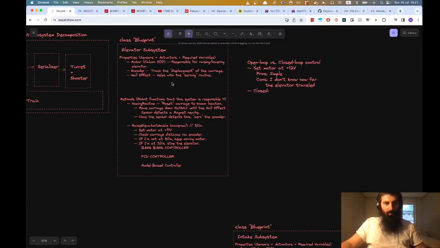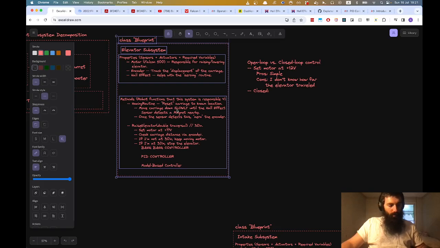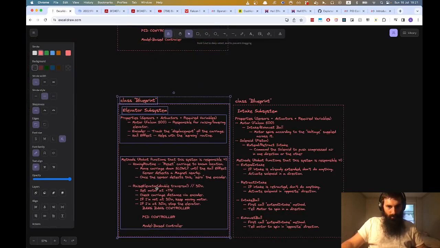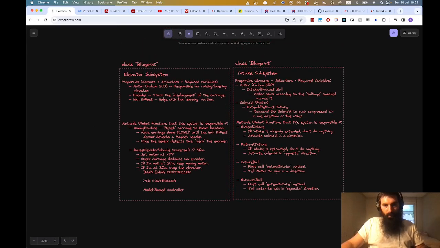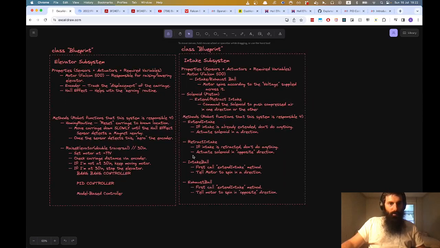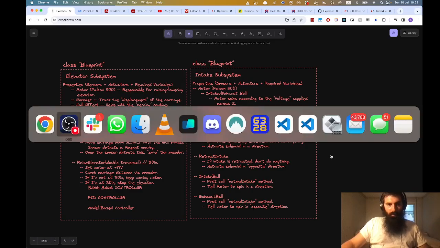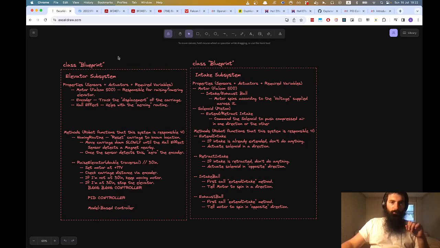So with that being said, to what we have discussed, let's go with this. Okay, so to conclude, what we've done is we have taken two different subsystems, the intake subsystem and the elevator subsystem. We've broken them down into the properties. So properties are sensors, actuators, and other required variables. So we've looked at what the subsystem has to do. We have figured out what are the relevant properties for that, so the sensors and the actuators.